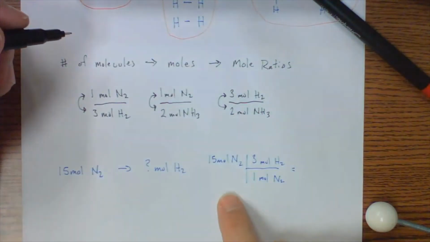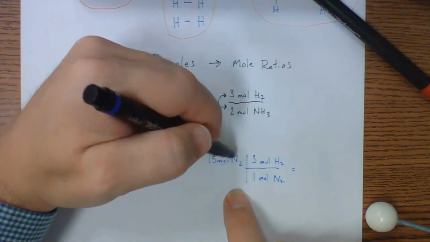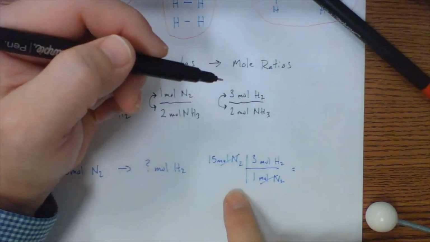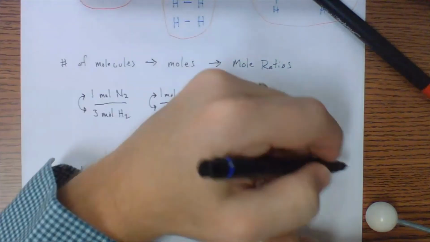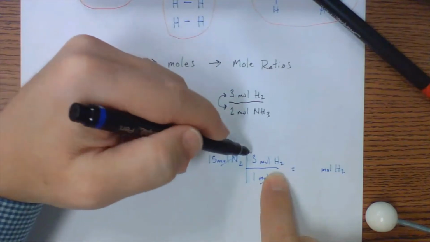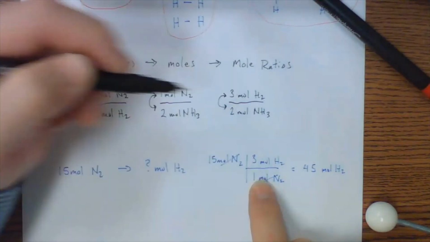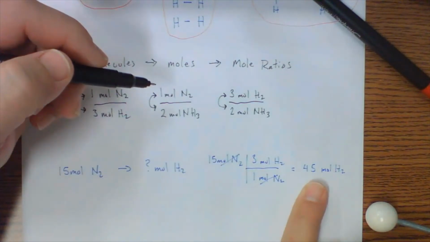And so we're just setting up our relationship, so our units are going to cross out. So again, moles of N2 cancel moles of N2. We're then going to be left with moles of H2. And so 3 times 15 is going to be our 45 moles. So that's how many moles I would need.